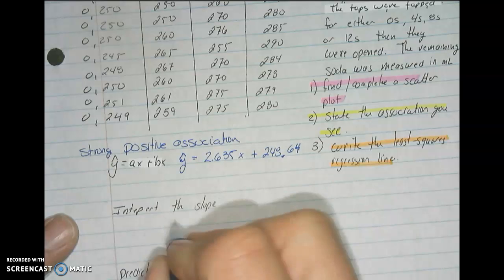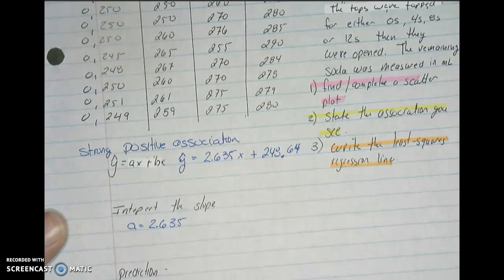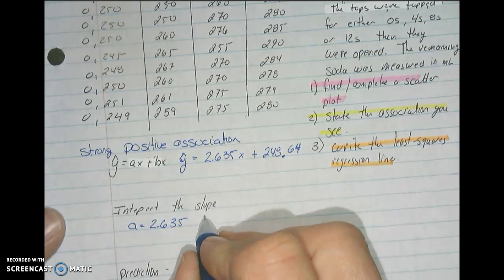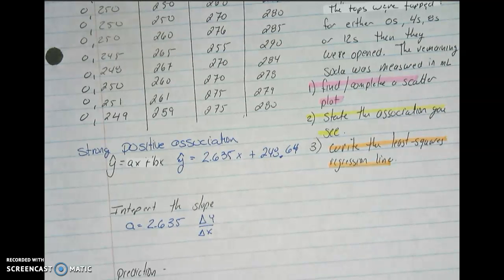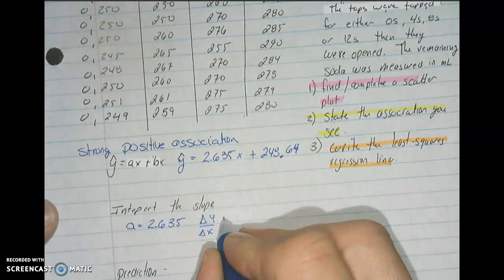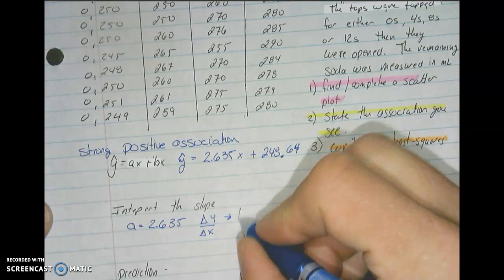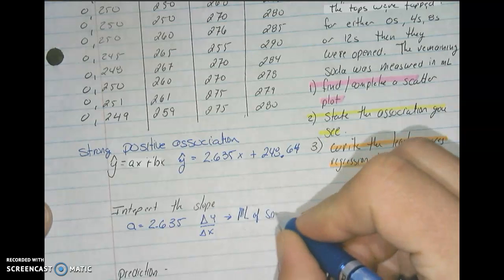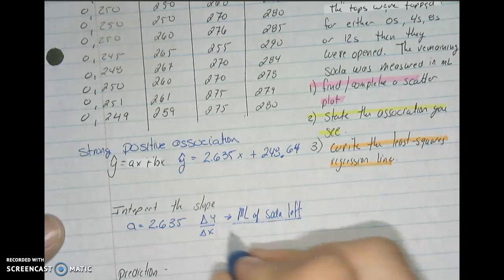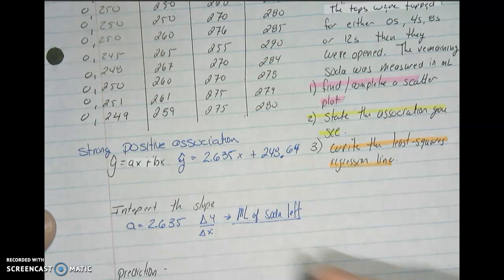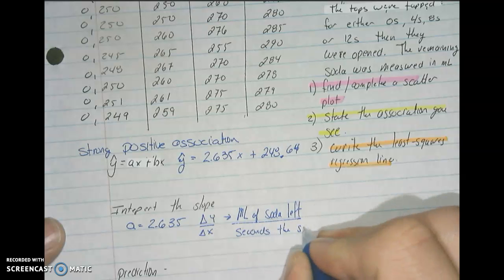Well, I know the slope to be what again, guys? Perfect. Now, you guys know that it's the change of y over the change of x, right? So if we look at the y, what is the y in our data set? Milliliters of soda left, right? What's my change of x? Seconds the soda can was tapped, right?